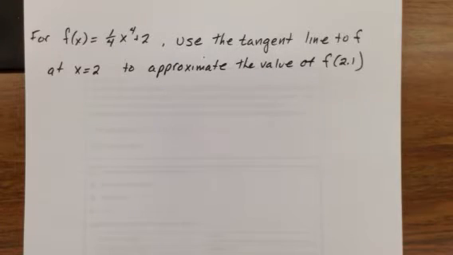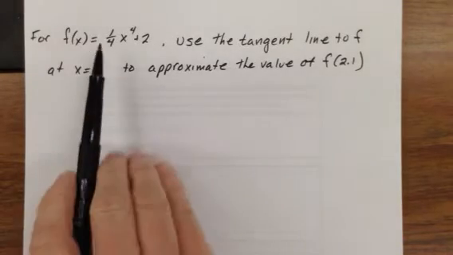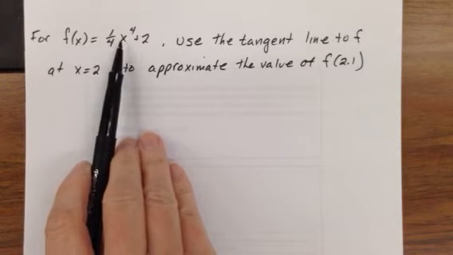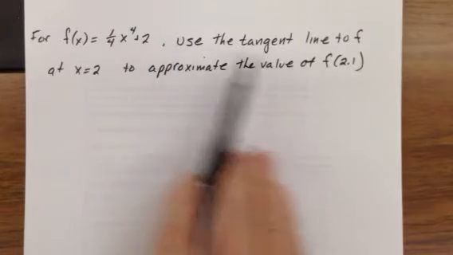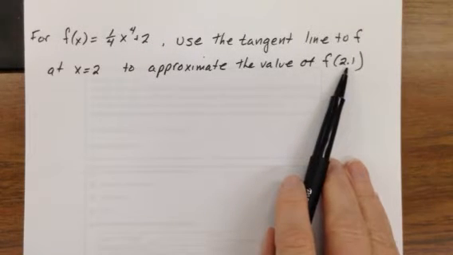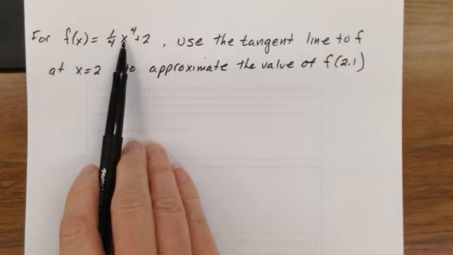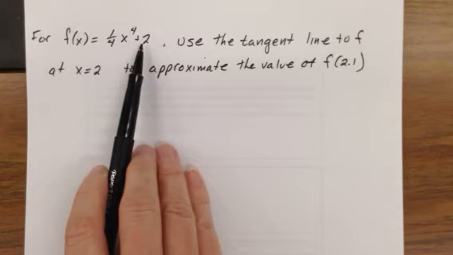Okay, we are going to be using a tangent line to approximate a value. Here's the idea. We have a function. The function itself might be difficult to work with if we want to fill in the value of 2.1. Think about what I'd have to do by hand if I needed to do that. I'd need to do 2.1 to the fourth power, get an answer, multiply by 1/4, add 2. Not really looking forward to doing that.